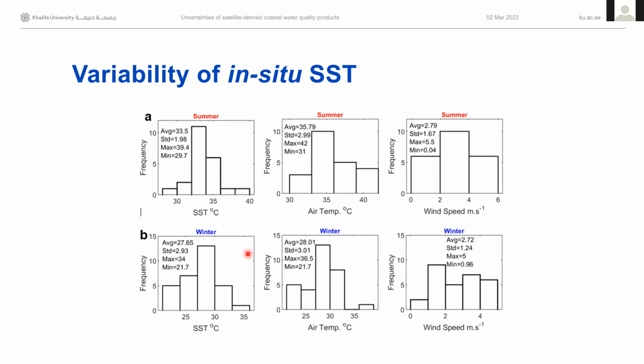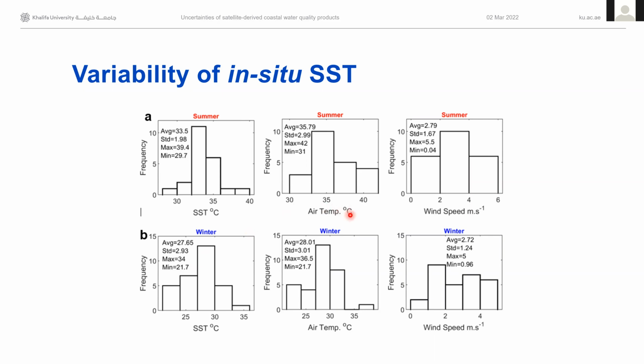So starting with the SST, as you can see here in the first column, the sea surface temperature, based on the data that I showed in the previous slide, the average is 33.5 during summer season with standard deviation of 1.98. However, in the winter, the average becomes 27.65 with standard deviation of 2.93, which is more than the summer season. And the maximum temperature can reach 39.4 during summer, while in winter 34.